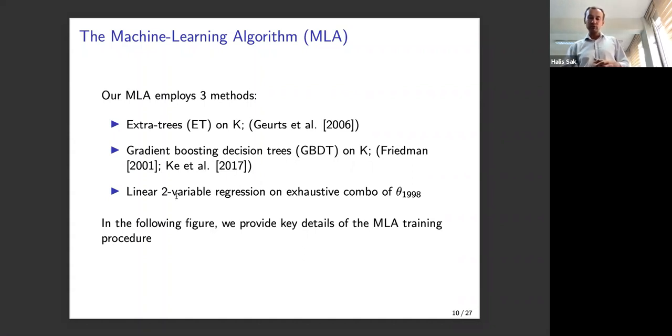And also we use another machine learning model, which is simply linear regression. But here we use 2-variable combinations out of theta 1998. What is theta 1998? Let me explain. We have 106 characteristics in total. What are those characteristics? Like idiosyncratic volatility, price-to-earnings ratio, etc. All of these, right? And we try to downsize this list, and we call this theta 1998.